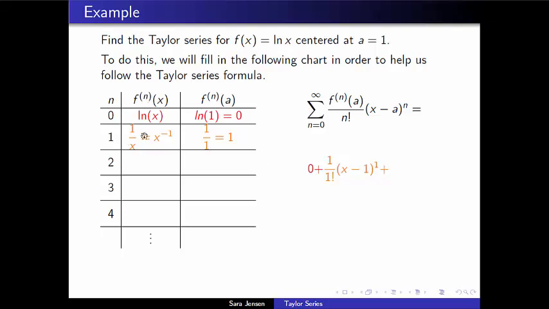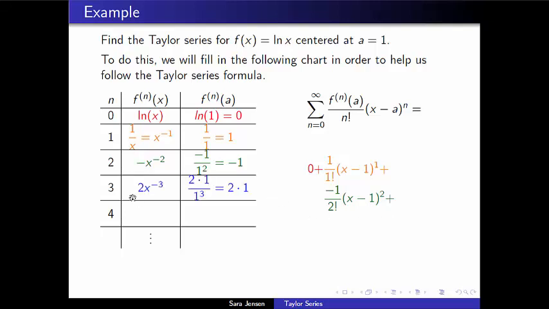So taking the second derivative of my function, or in other words, the derivative of the thing right above me in this column, I get a negative x to the negative 2 power, and when I plug in a value of 1 for x, what I end up getting is just the number negative 1. So when I come back to my formula, I plug negative 1 into the numerator. I'm on to an n value of 2, so my denominator becomes a 2 factorial, and the x minus 1 should be raised to the second power, and I move back.